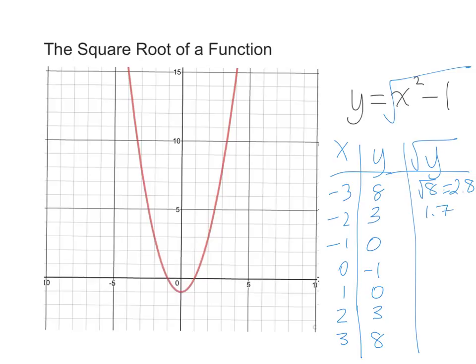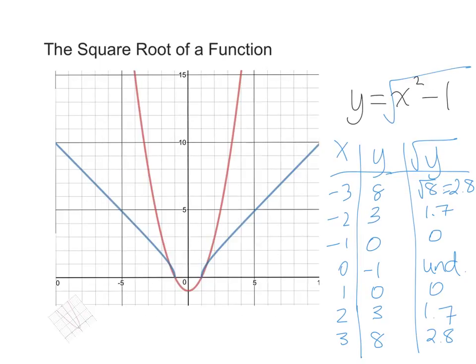And then 1.7, which is the square root of 3. 0. Undefined, I think, wasn't it? And then 0, 1.7, and 2.8. When you graph that, it looks like that. This is what your graph should have looked like.